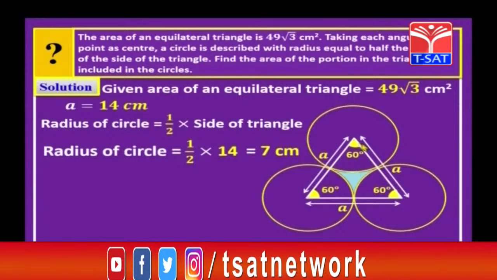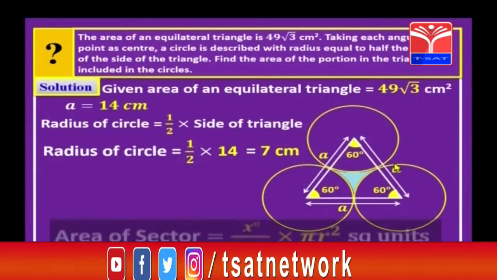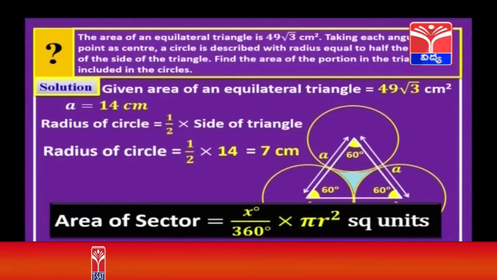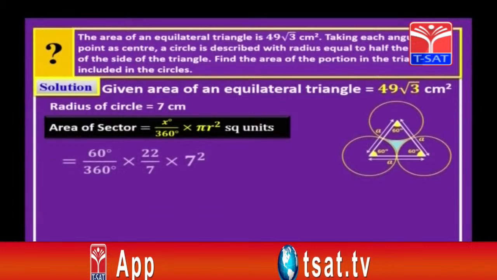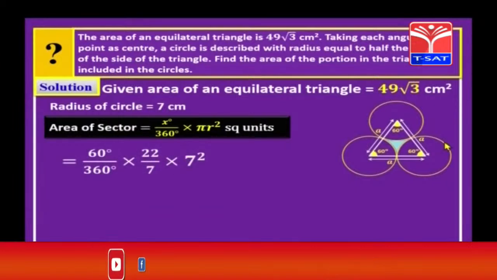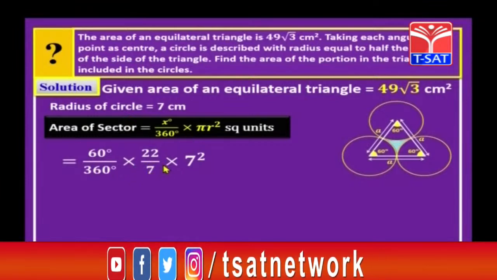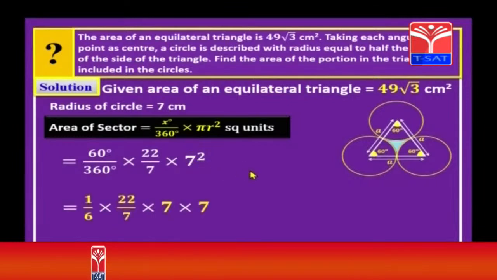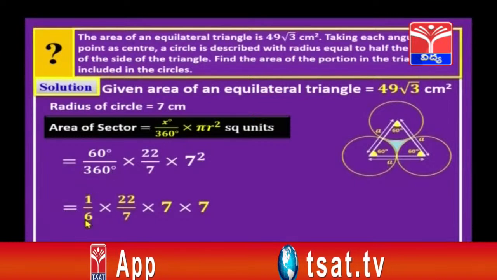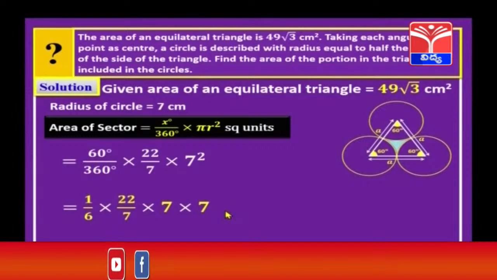Okay, children. Now let us find out the area of one sector. What is the area of sector formula, children? X degrees by 360 degrees into pi r square square units. Now let us substitute the values and simplify. Here x is 60 degrees, so 60 by 360 into pi value is 22 by 7 into r square, r is 7, so I get 7 square. So 60 goes in 60 one time and in 360 it goes 6 times, so I got 1 by 6, 22 by 7, 7 square, I am writing it as 7 into 7.